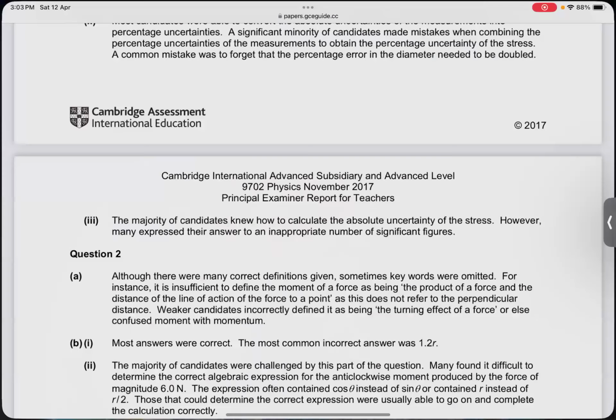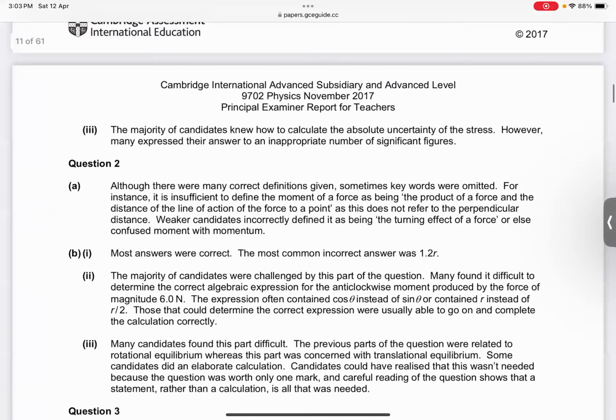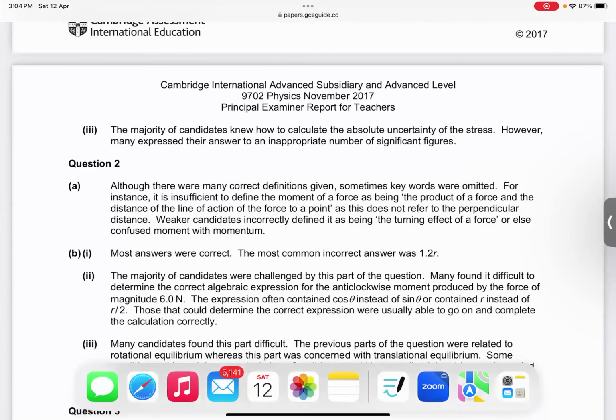Look, although many correct definitions were given, sometimes a keyword was omitted. For instance, it is insufficient to define the moment of the force as the product of force and the distance of the line of action of the force to a point, as this does not refer to the perpendicular distance. So perpendicular distance is a keyword. Turning effect of a force is not the definition of a moment, it is just a sort of explanation, so you are not allowed to say that, or else you confuse moment and momentum, fine.